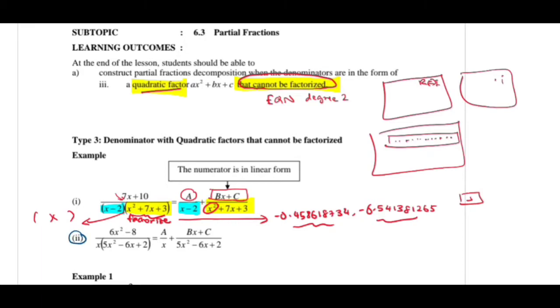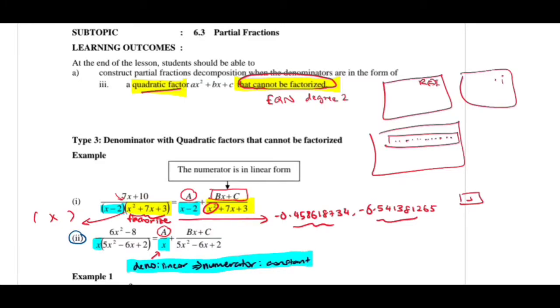Now, let's look at the second example. Look at the denominator one by one. The first one on the left is x. This is x power 1. So is it a linear factor, repeated linear factor, or quadratic that cannot be factorized? Since this is just x power 1, it's just linear. And how to separate linear? Remember, it's just writing x as the denominator, and the numerator is just a constant. Whenever the denominator is linear, your numerator must be constant. So please do take note of this.